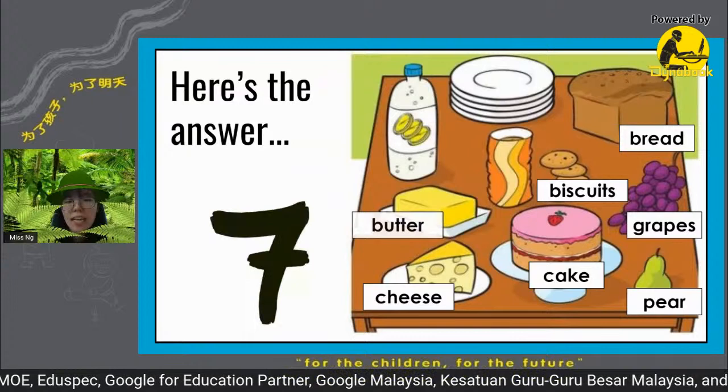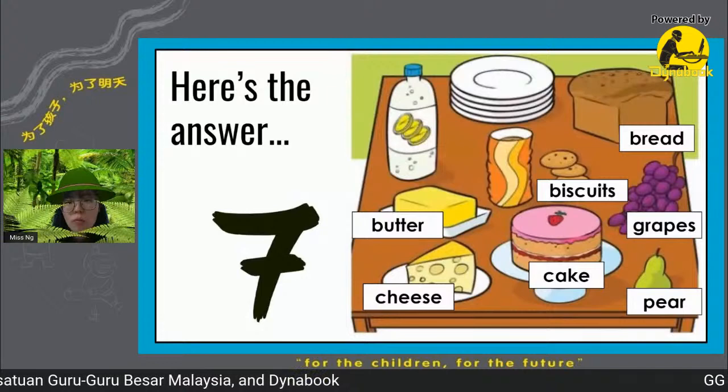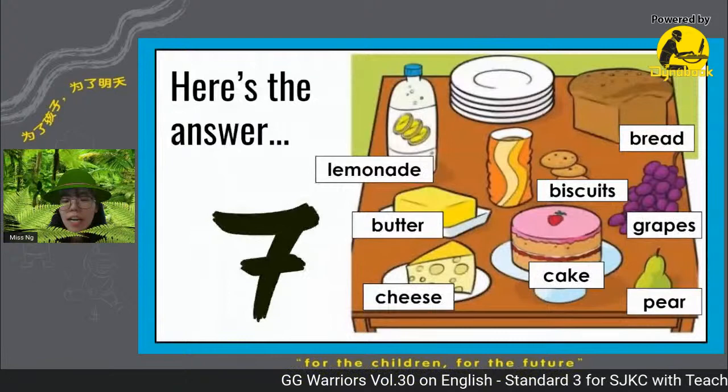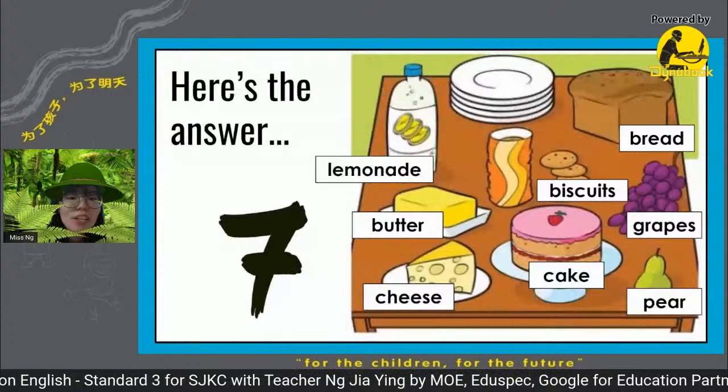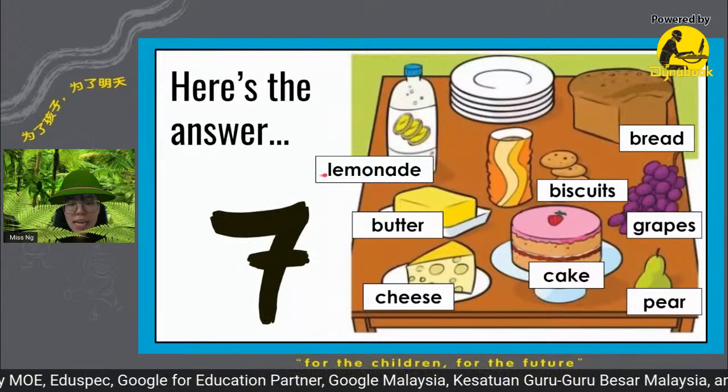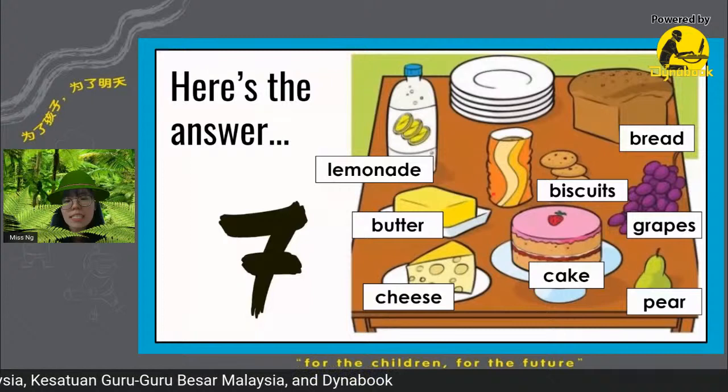I'm wondering if maybe some of you counted this into your answers too. This is actually not a type of food. This is a drink. So what is this drink? We have lemonade. Now this is actually also a drink. So we cannot count them as one type of food.